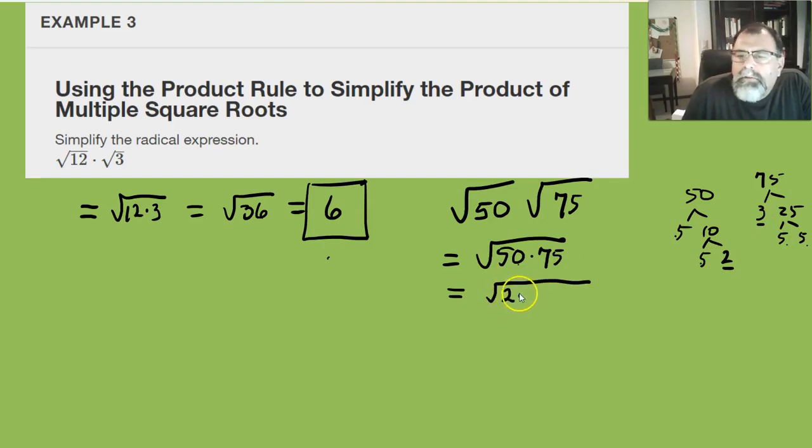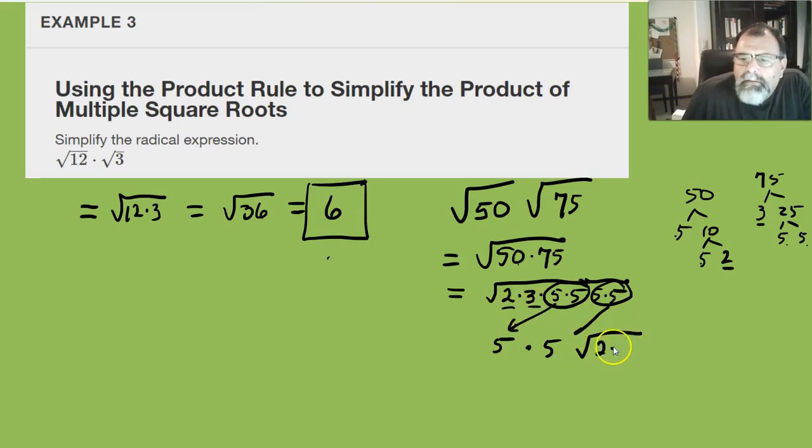So I have a 2, a 3, and then 4 5s. And then using my other trick, I'm looking for pairs. So 2 5s inside make 1 5 out. And I got another set of those. And then the 2 and the 3 are left inside. And of course, once you practice a little bit, you don't have to show every step, but there you go.